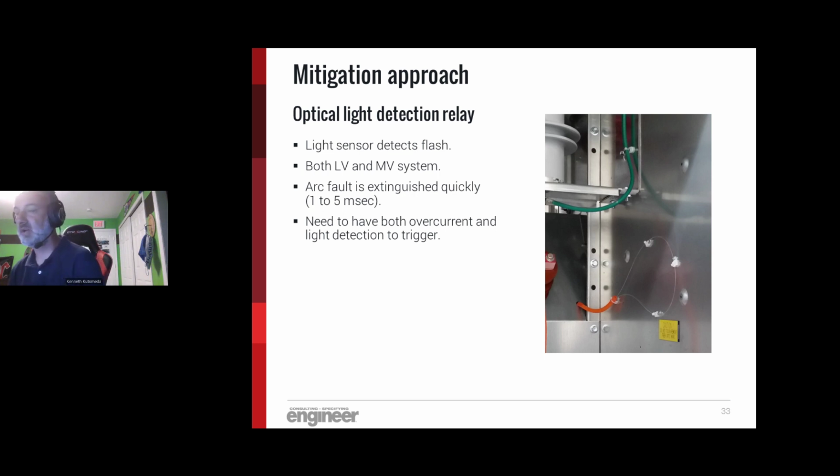If you see that picture, there's a picture of the optic light sensor in the backside of the 15 kV gear. Basically that just gets looped into each cable section. So if there's a fault anywhere in that board, it will trigger that main breaker to open up.